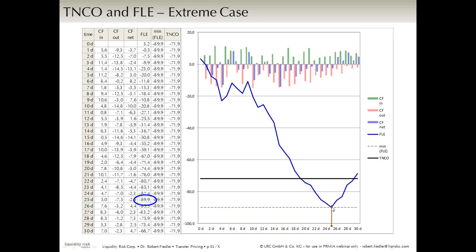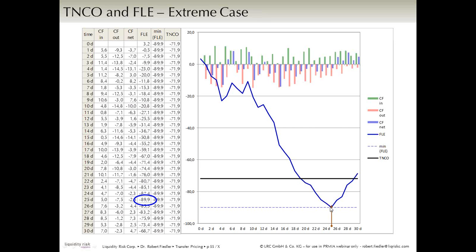In this case, it's one of the rare cases where the FLE is more negative than the TNCO. The reason is that the TNCO has this minimum function, which normally is creating a worse number than the FLE, the correct addition and subtraction, but in some cases it can happen like that.